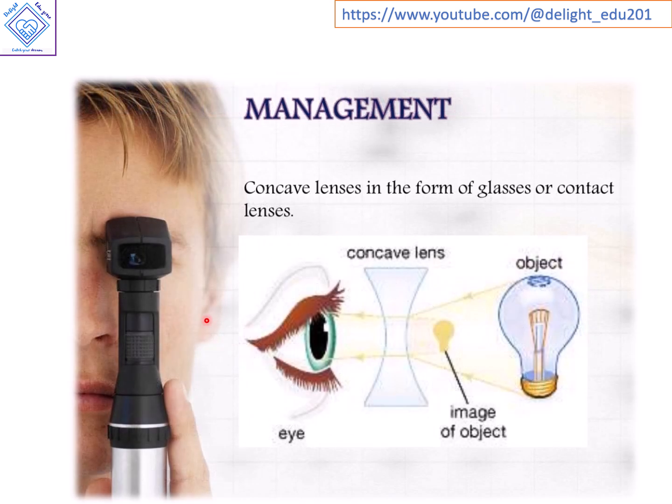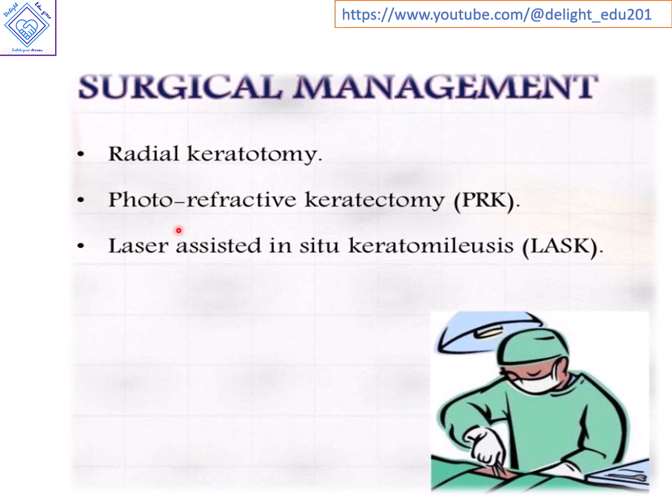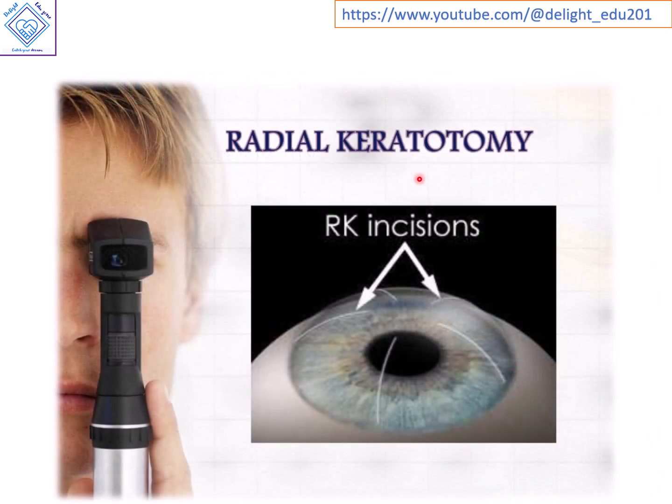So, management or the treatment for myopia. Here, concave lenses in the form of glasses or contact lenses is an option for management. That is the medical management or the medical correction. And surgical management are radial keratotomy, photorefractive keratectomy, and laser assisted in situ keratomileusis. So how is radial keratotomy done? They make the incisions and they correct the lens.